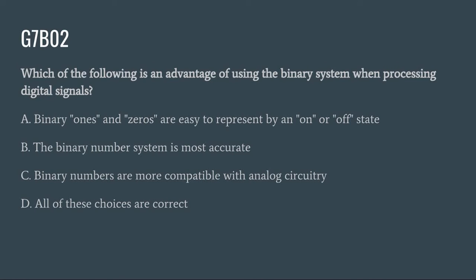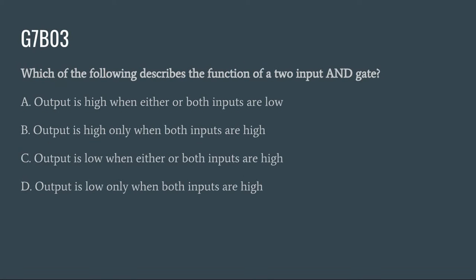G7B02 says, which of the following is an advantage of using the binary system when processing digital signals? A, binary ones and zeros are easy to represent by an on and off state. B, the binary numbers system is most accurate. C, binary numbers are most compatible with analog circuitry. Or D, all of these choices are correct. Correct answer is A, binary ones and zeros are easy to represent by an on and off state.